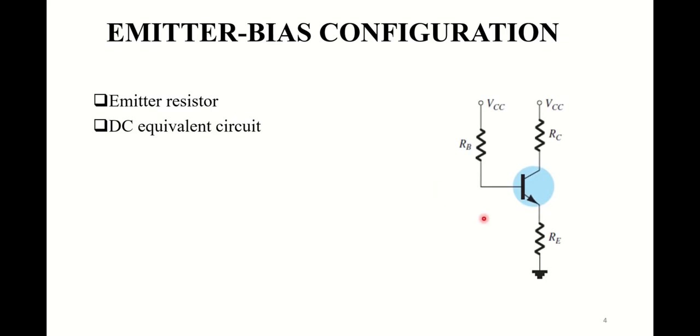As you can see in this diagram, we have removed the capacitors C1 and C2 as they can be replaced with open circuits in DC analysis. Secondly, for ease of understanding, we have separated the DC power supplies of VCC for both the input and the output loop.